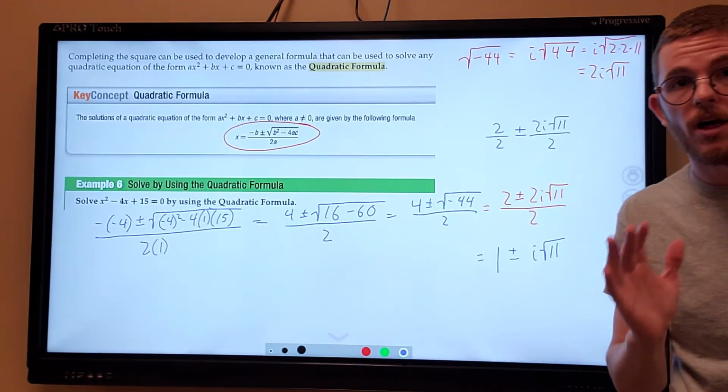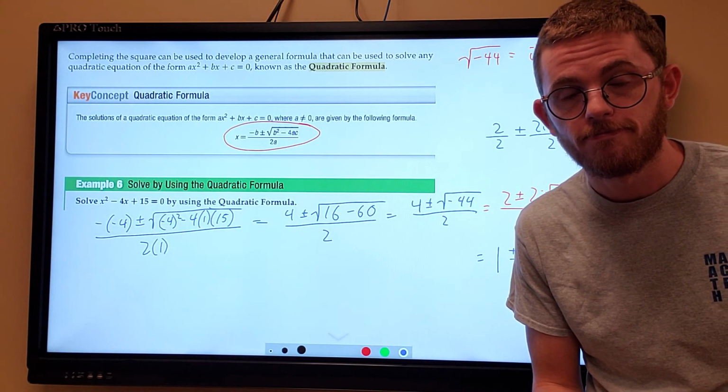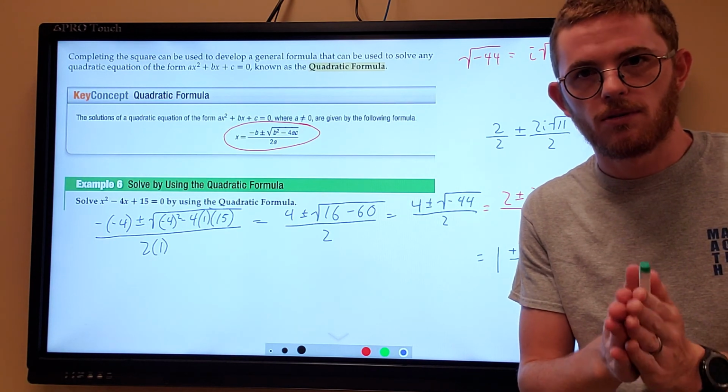Okay, that was a lot of stuff with quadratics. Practice it. Feel confident.